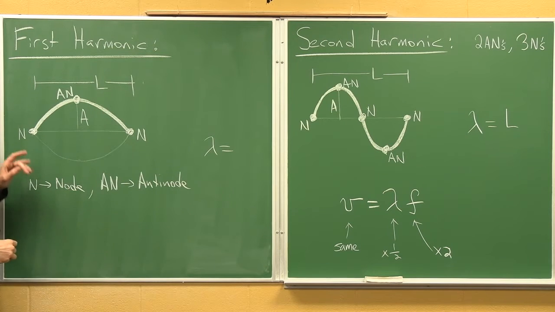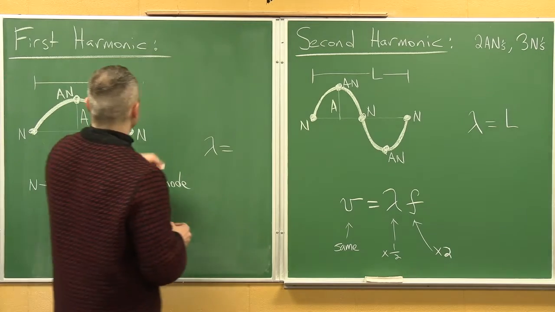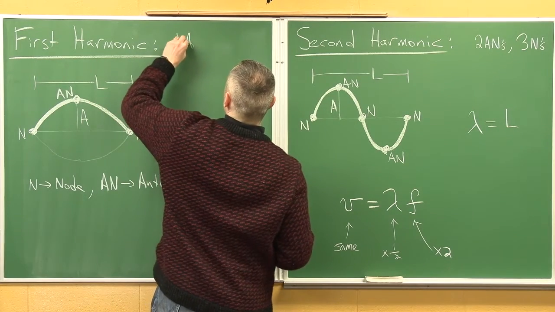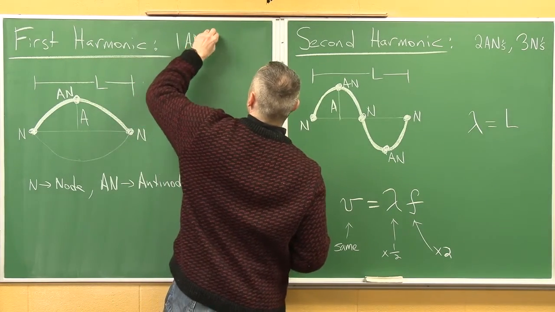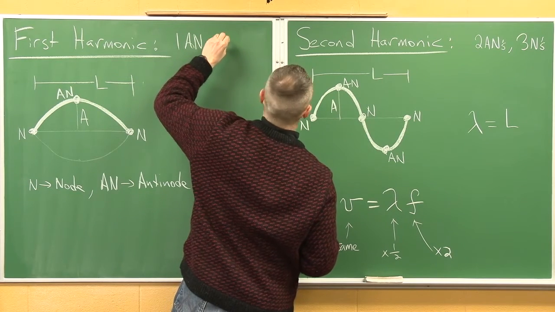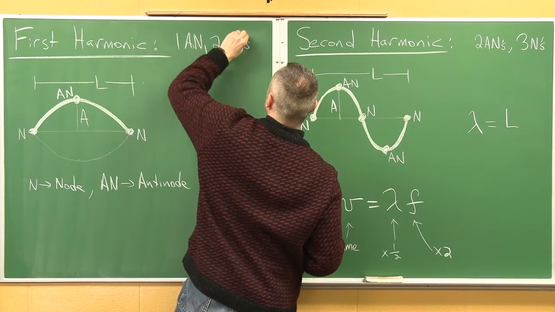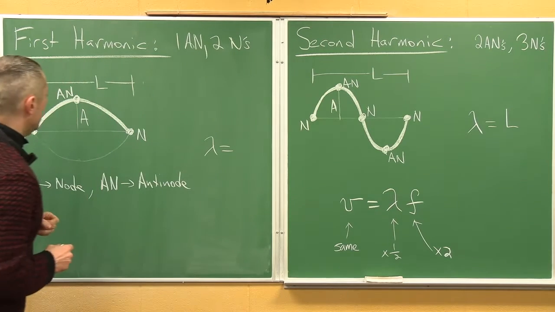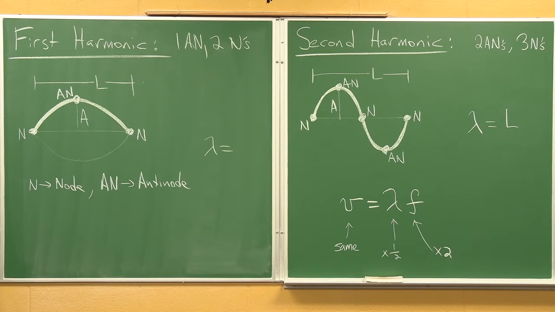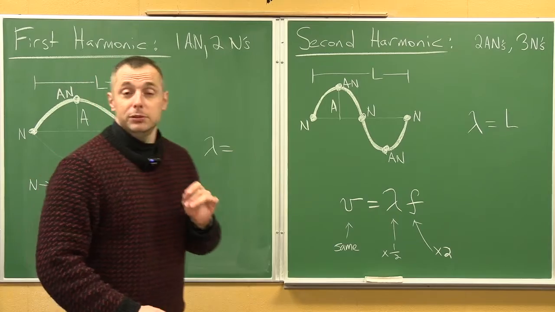These are nodes. So if you look at the first harmonic, then basically we can see that the first harmonic has 1 antinode and 2 nodes. Now, what is the wavelength of this particular wave? Well, if you look at this picture over here, you would see that this is actually not a complete wave.